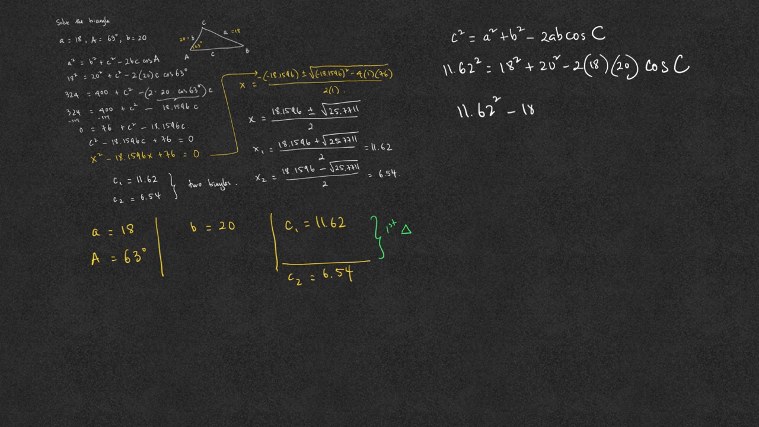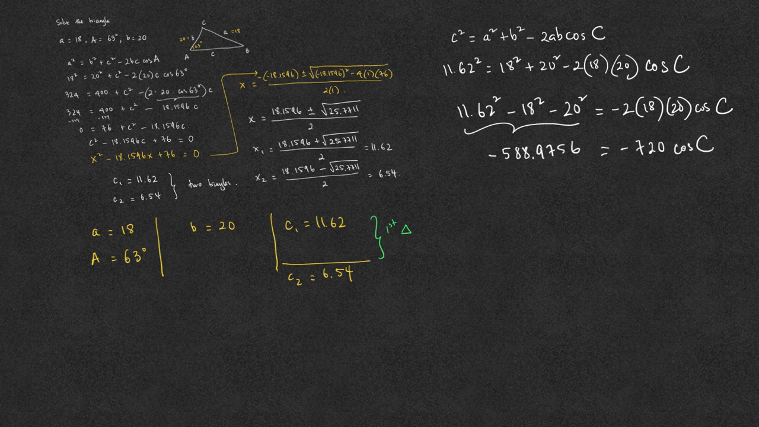11.62 squared minus 18 squared minus 20 squared equals negative 2 times 18 times 20 cosine of c, where we isolate the terms with c. The left-hand side is negative 588.9756, and the right-hand side is negative 720 cosine of c. We then isolate cosine of c to get negative 588.9756 divided by negative 720. A negative divided by a negative is positive.